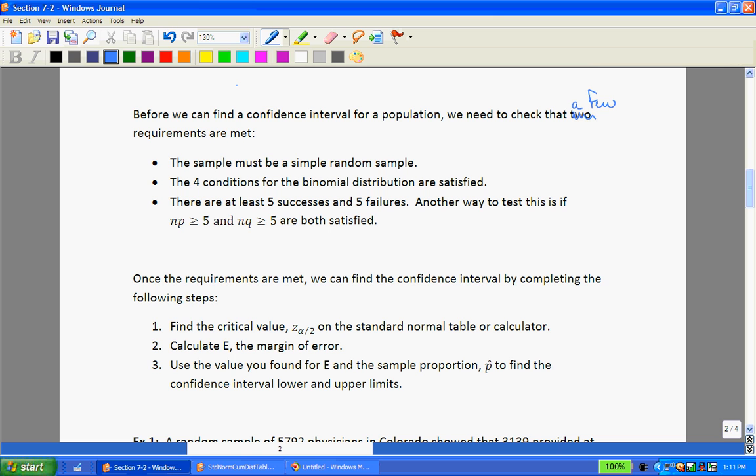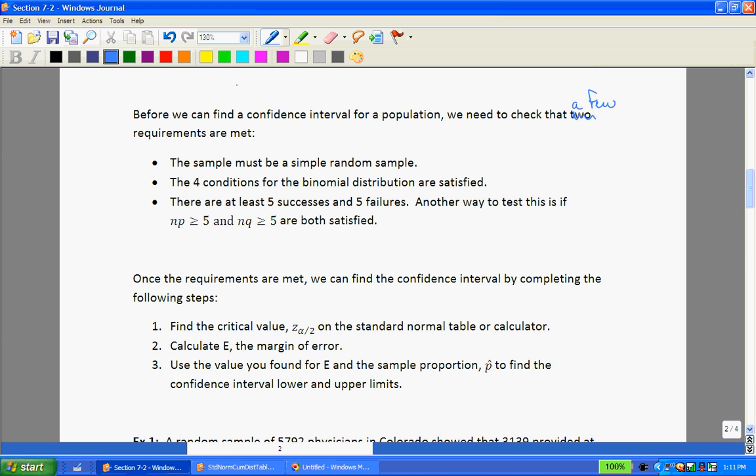And then finally, there must be at least 5 successes and 5 failures. Another way to test that is if n times p is greater than or equal to 5, but also that n times q is greater than or equal to 5. Both of those have to be met. So all 3 of these conditions should be met, and then we're ready to construct a confidence interval.